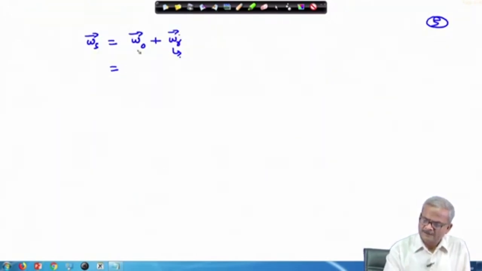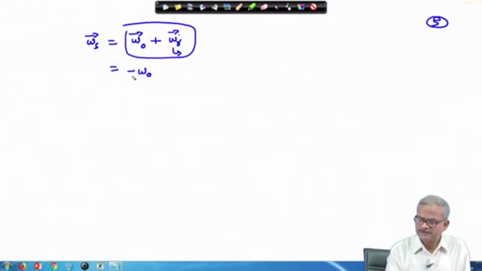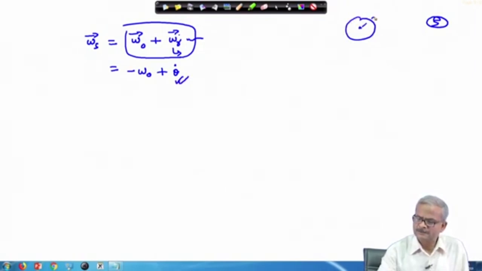And therefore, when we write here, we convert it in the same frame. So, it becomes omega 0 with a minus sign. If we put a minus sign here, that becomes along the 2 direction. Okay. And plus omega r. So, omega r is nothing but your theta dot, if we are looking only at the pitching motion. So, theta dot is with respect to the orbital frame. So, theta dot along the 2 direction is theta dot.